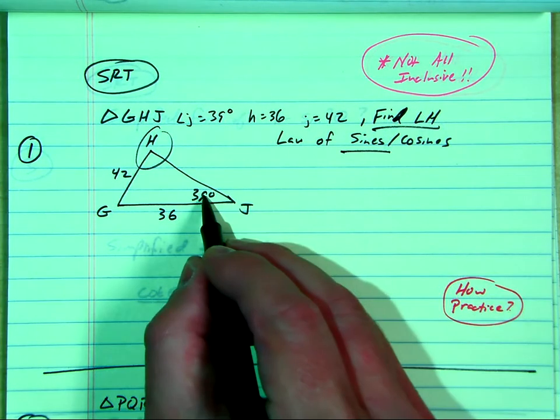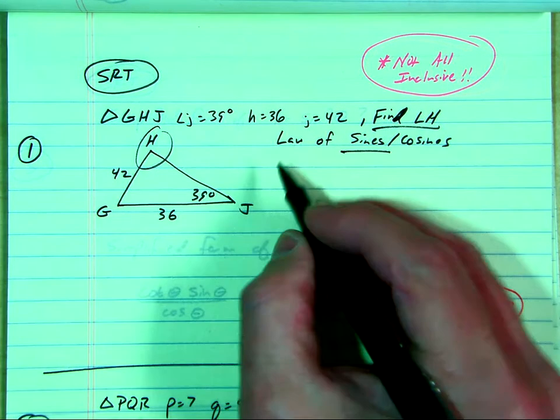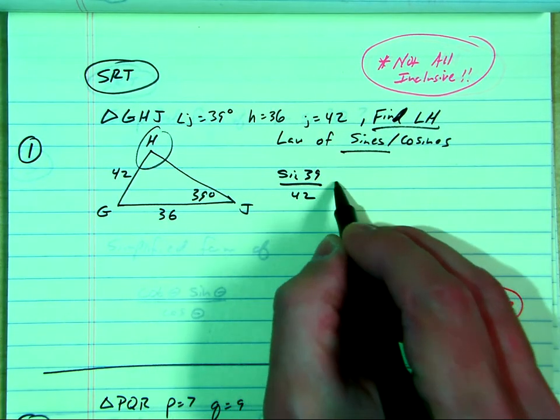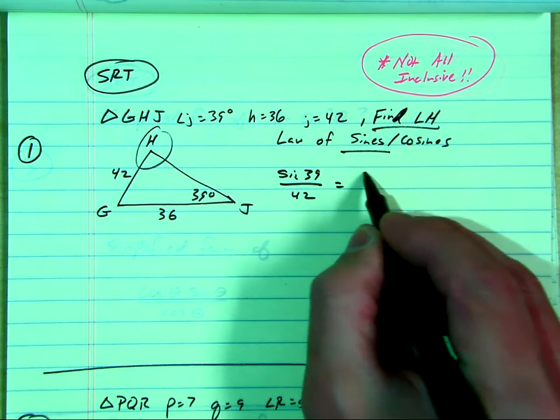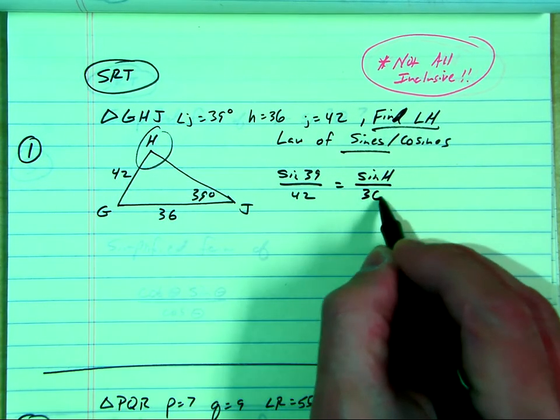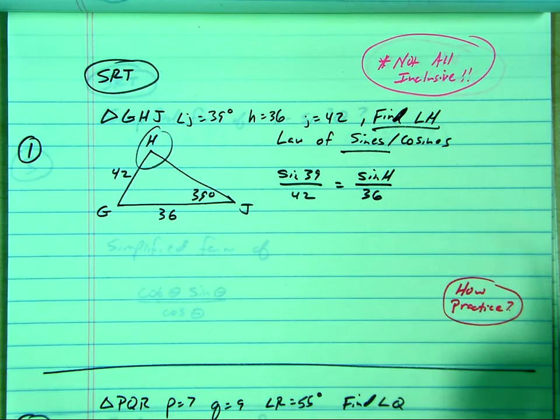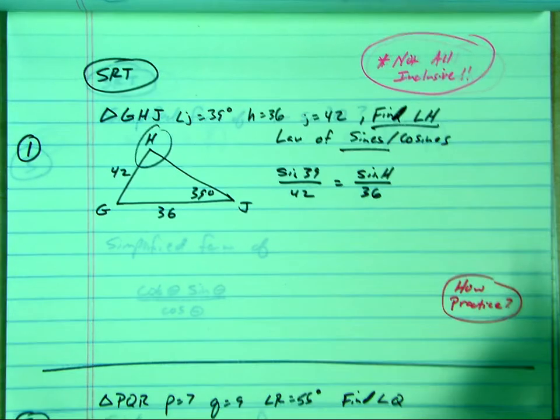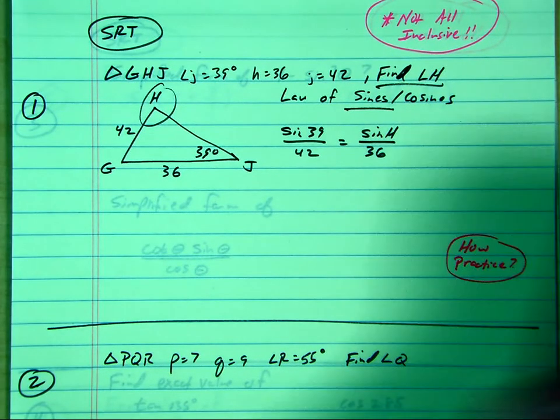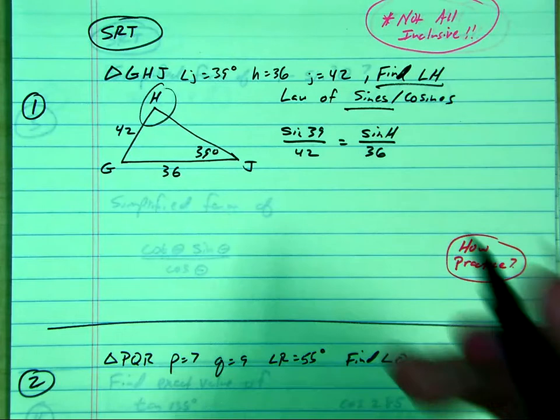So we set this up, the sine of j over little j. So the sine of 39 over 42 equals the sine of h, we're trying to find angle h, over little h. Okay. Any questions up to that point right there? All right, now it comes cross multiply, and then it becomes calculator, inverse calculator.